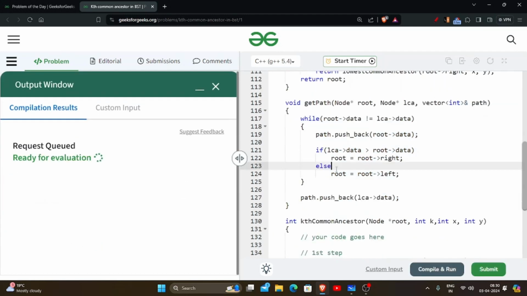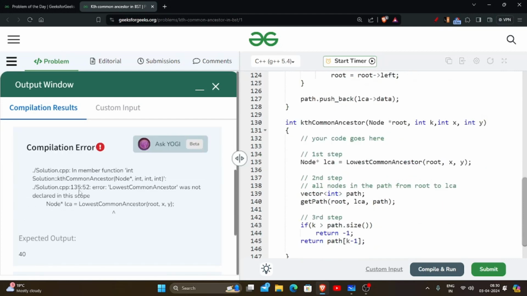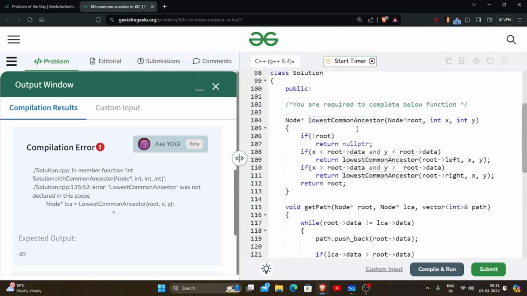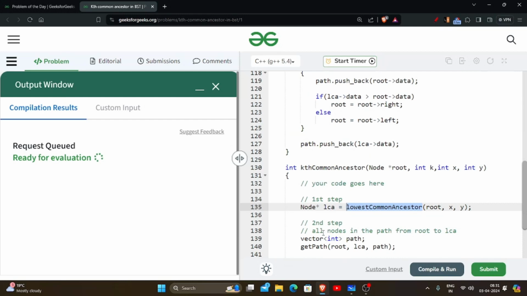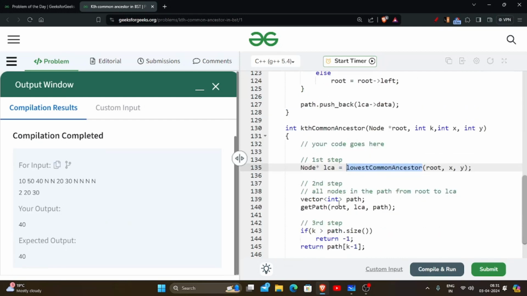So let's run this and see if there are any errors. Okay, it says lowestCommonAncestor was not declared in this scope. Okay, I made it capital, let's make it small, and I think now this is fine. First step is we find the LCA. Second step is we find all the nodes from root to LCA, and okay, I should reverse them.